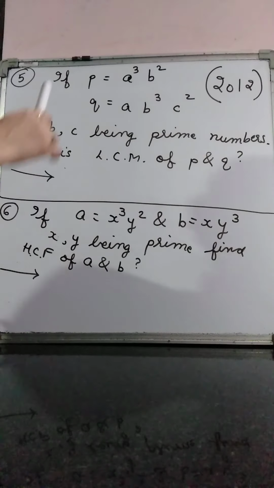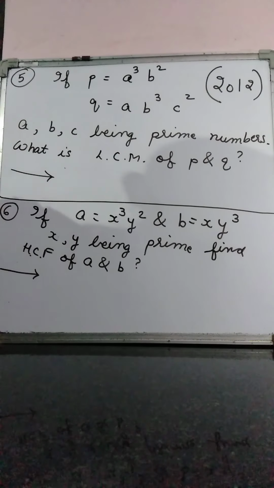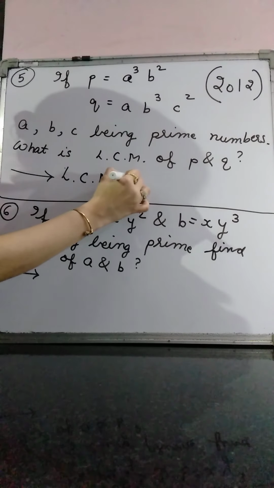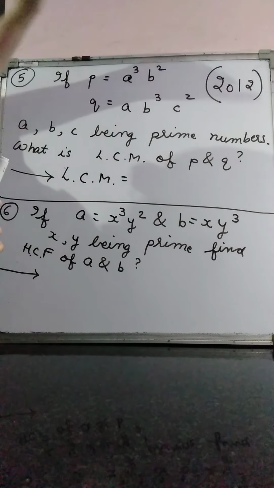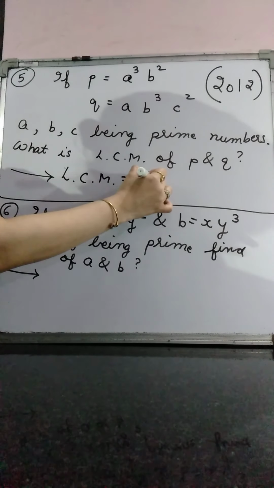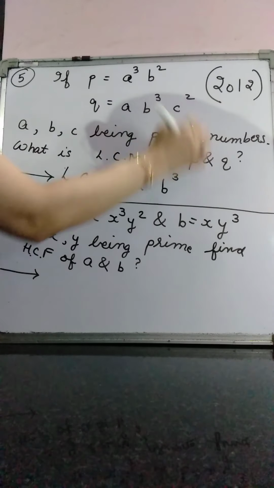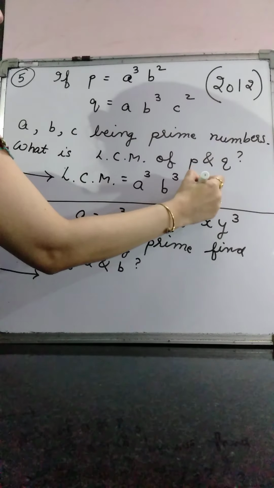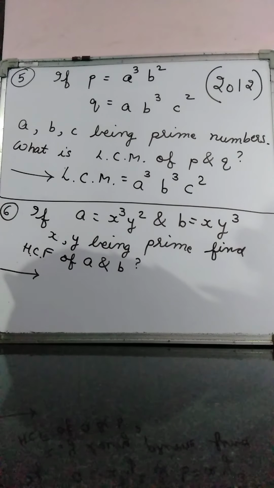Now the next question is, if P is equal to A cube B square and Q is equal to A B cube C square, A, B, C being prime numbers, what is the LCM of P and Q? For LCM, we are going to write the highest power. In A, here it is 3, here nothing is given, so the power is 1. Between 3 and 1, which is bigger? 3. There is no C square in P, so you can consider the power of C as 0. Then which is bigger among 0 and 2? It is 2.